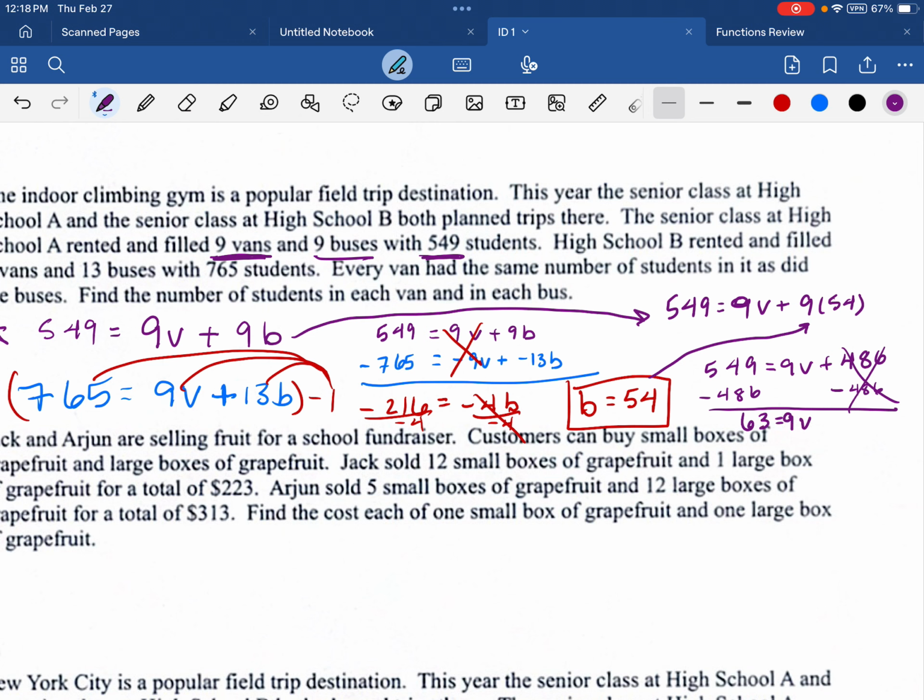63 equals 9V. How do I get rid of this times by 9? I divide by 9. So to get rid of times by 9, I'm going to divide by 9. Sorry, it's a little squishy right here. That cancels. V must equal 7. So how many kids can they fit in a van? 7. How many kids can they fit in a bus? 54. Let me know if that didn't help. Good luck. I believe in you.